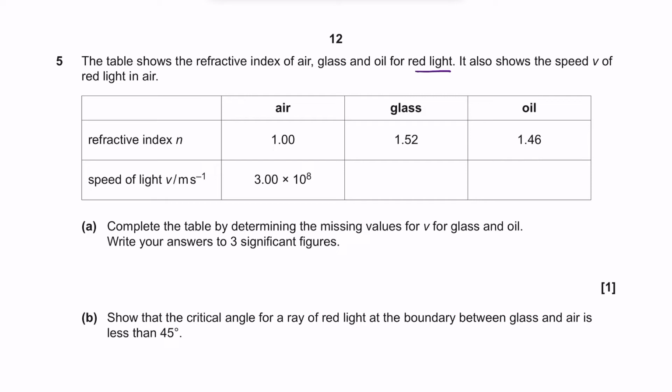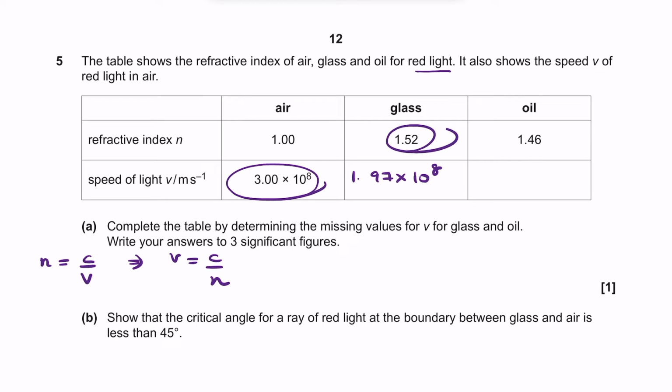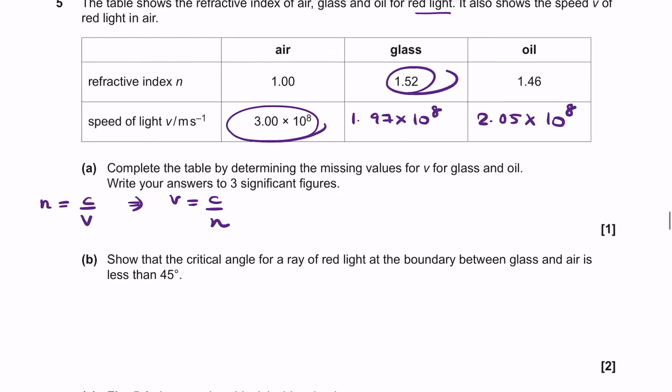So that's pretty straightforward. If you want to work out the speed of light v in a particular medium, we just need to know this formula, which is given to us as n equals c over v, where c is the speed of light in air and v is what we're calculating in the medium. So I can say that v is simply c divided by n. If I just pop that into my calculator, I'm going to end up getting 1.97 times 10 to the 8. Remember, c is the speed of light, which is that value, and the refractive index is 1.52. So I divide one by the other. And for the next part, similarly, I end up getting 2.05 times 10 to the power of 8 meters per second. Okay, done.